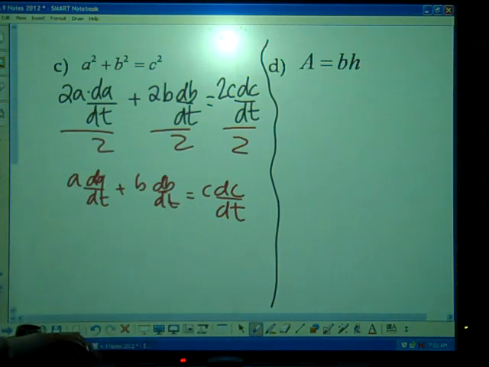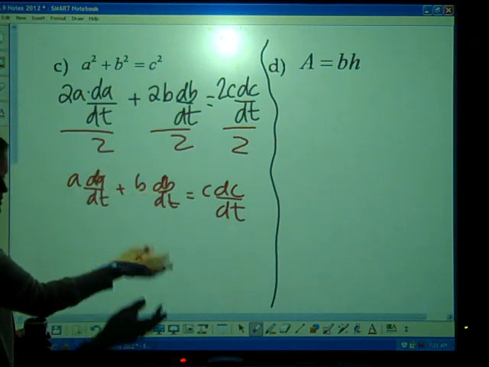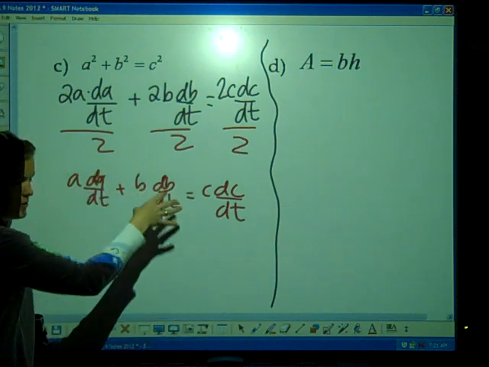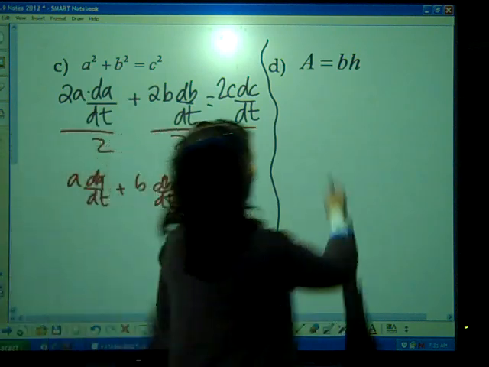Okay, so this will never be like the final answer to a problem, but you'll be plugging in and then simplifying for one of those unknowns. Hope this is making sense, y'all.